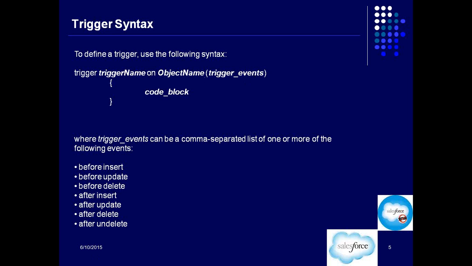If you have two trigger events, let's say you want the same code to get executed before a new record is inserted and before an existing record is updated, then you should separate them by comma. So trigger events can be a comma separated list. So just that, before insert, comma, before update. So if you want multiple events to be here, got it? Simple. Okay, so that's the syntax for the trigger.